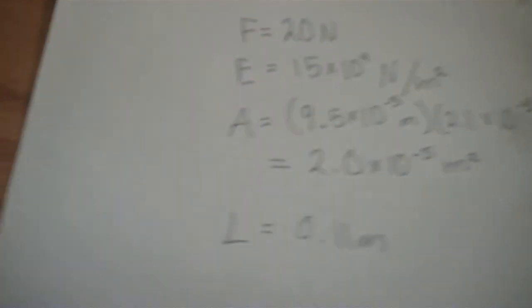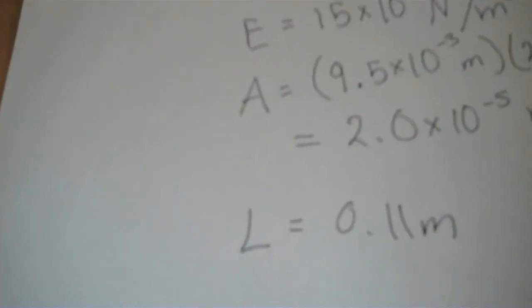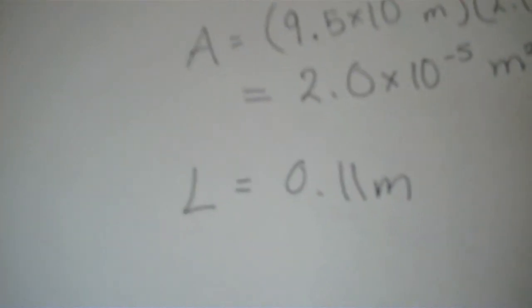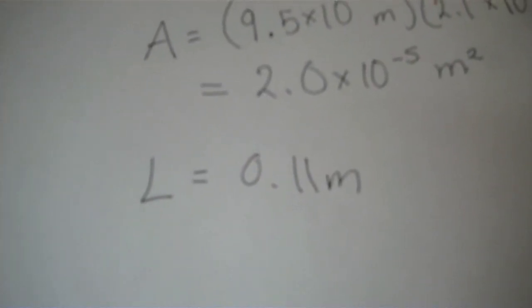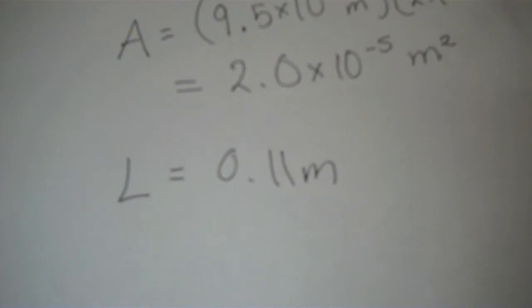The next example is about the elongation of a popsicle stick. Popsicle sticks are typically made of white birch, which has a Young's modulus of approximately 15 times 10 to the 9th newtons per meter squared. The nominal dimensions of a popsicle stick are 111 millimeters long by 9.5 millimeters wide by 2.1 millimeters thick. What would be the elongation of a popsicle stick if a tension force of 20 newtons, approximately 4.5 pounds, were applied to it?